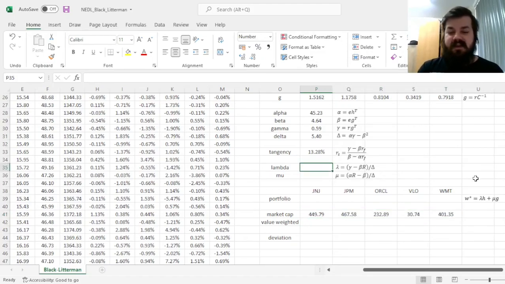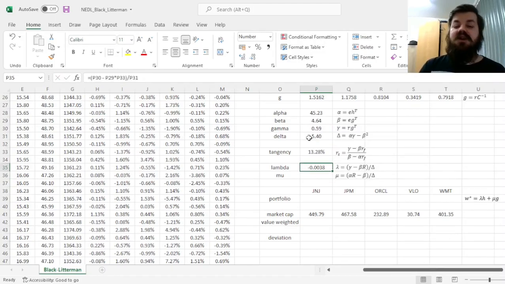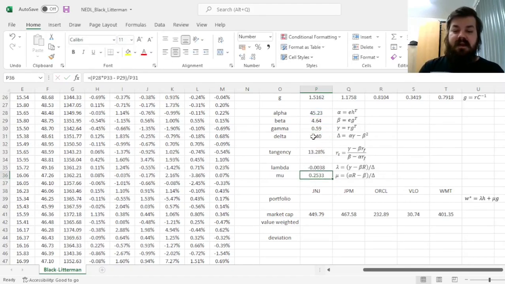Lambda, as the weight of the H vector, equals gamma minus beta times our target return. And our target return is the tangency return here. And we scale it by delta, which means that we go slightly short on the minimum variance or the minimum risk portfolio. For mu, we can multiply alpha times the tangency return or target return here, subtract beta, and divide it by delta, showing that we go long on the tangency portfolio that is represented by the zero risk-free rate.